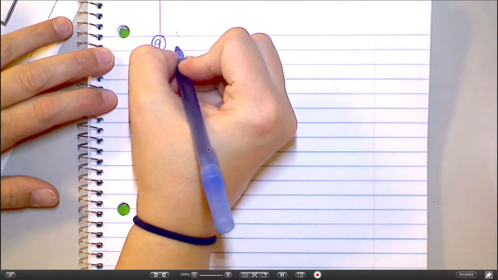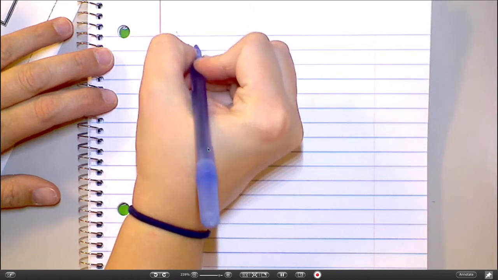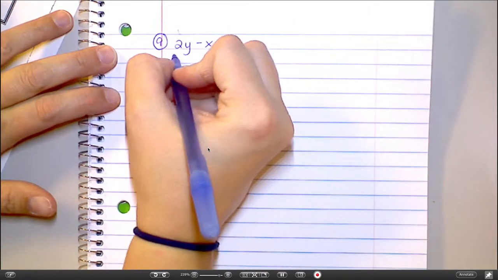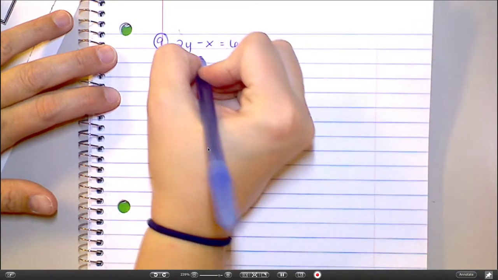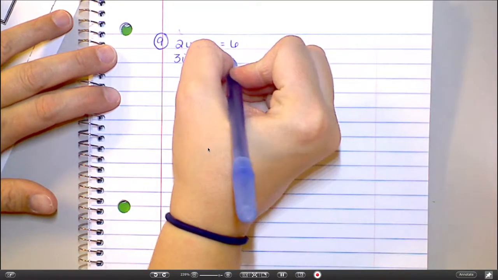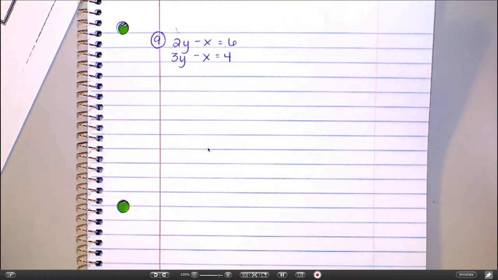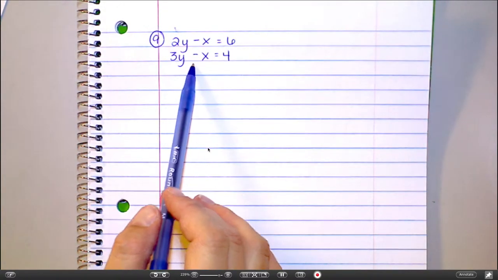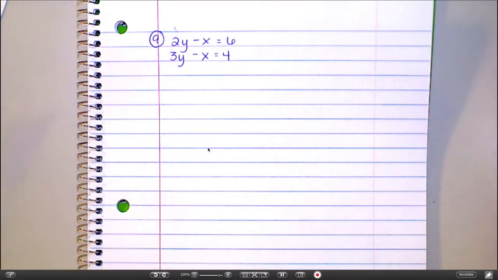Number 9 says 2y minus x equals 6 and 3y minus x equals 4. Okay, so I need to solve for one variable in one of the equations. I would probably go for one of these x's because I don't have numbers in front of them. However, they do have negative signs in front of them, so that's going to mess us up a little bit.